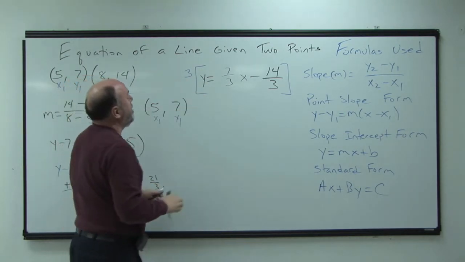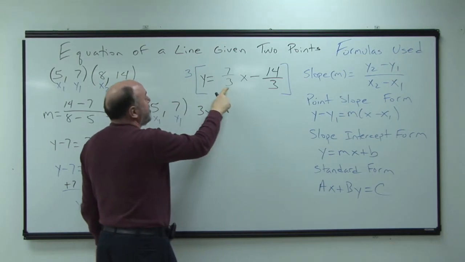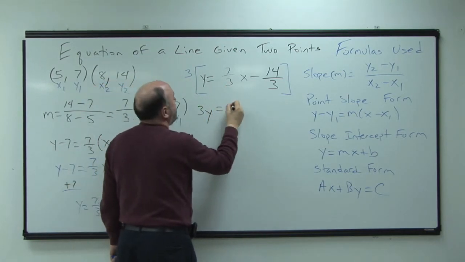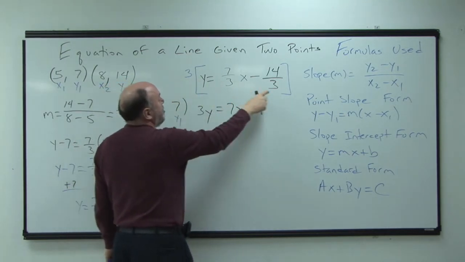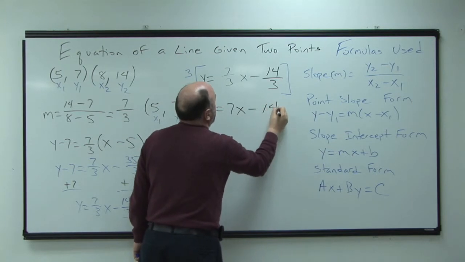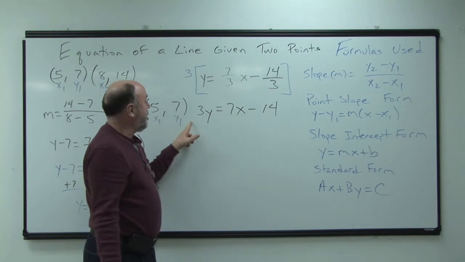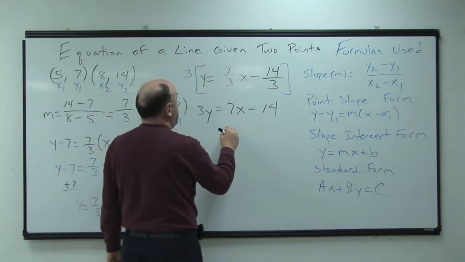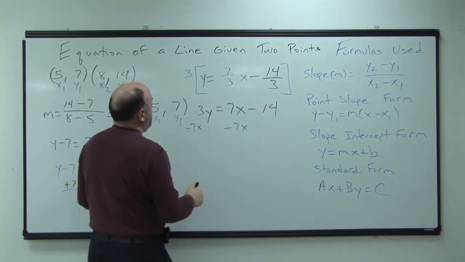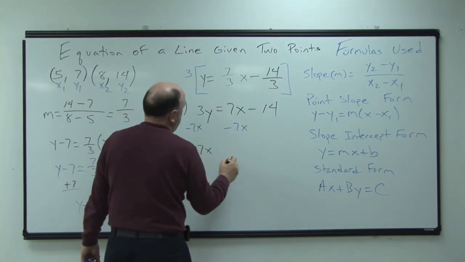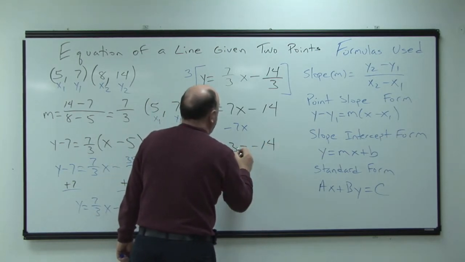So 3 times y will be 3y. 3 times the 7/3 x. These 3's cancel, and we're left with 7x. 3 times the minus 14/3. Again, the 3's cancel out. We get a minus 14. And then we want to take the 7x and bring it over to the other side. So we're going to subtract 7x from both sides. So we get a minus 7x plus 3y equals a minus 14.